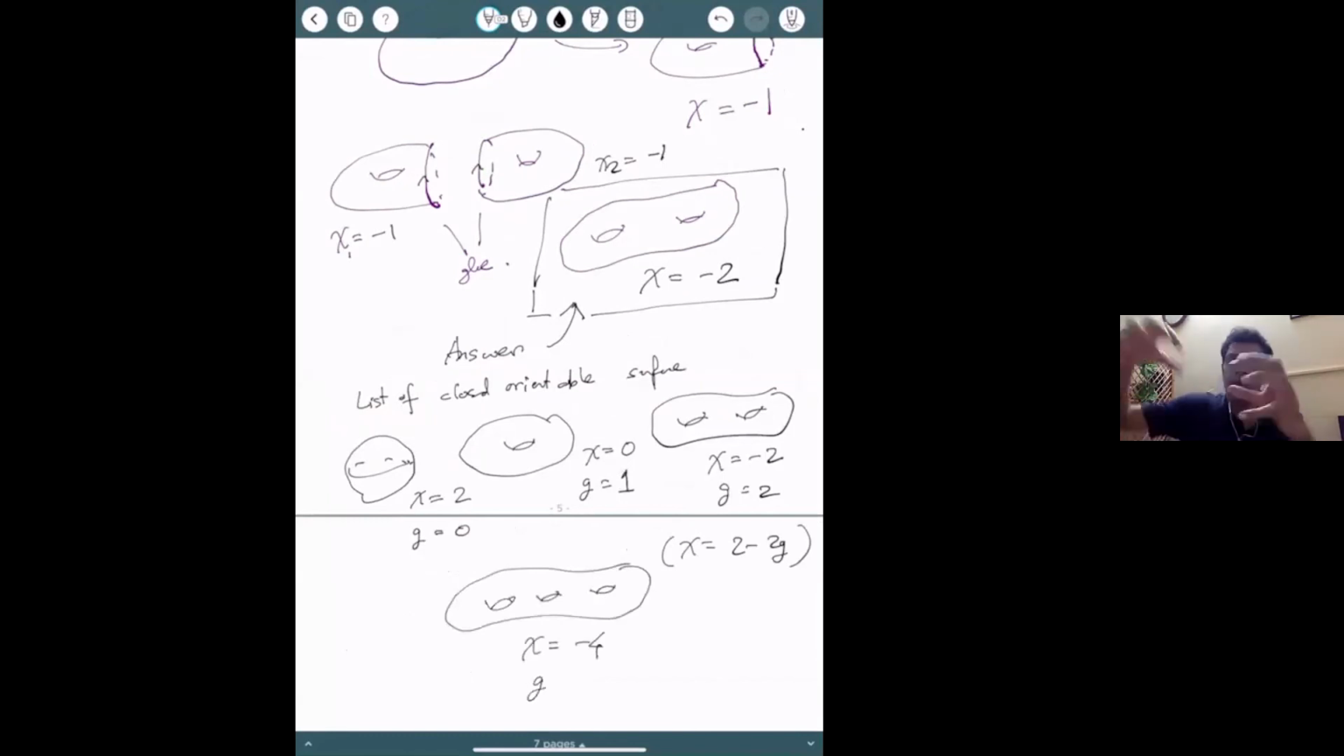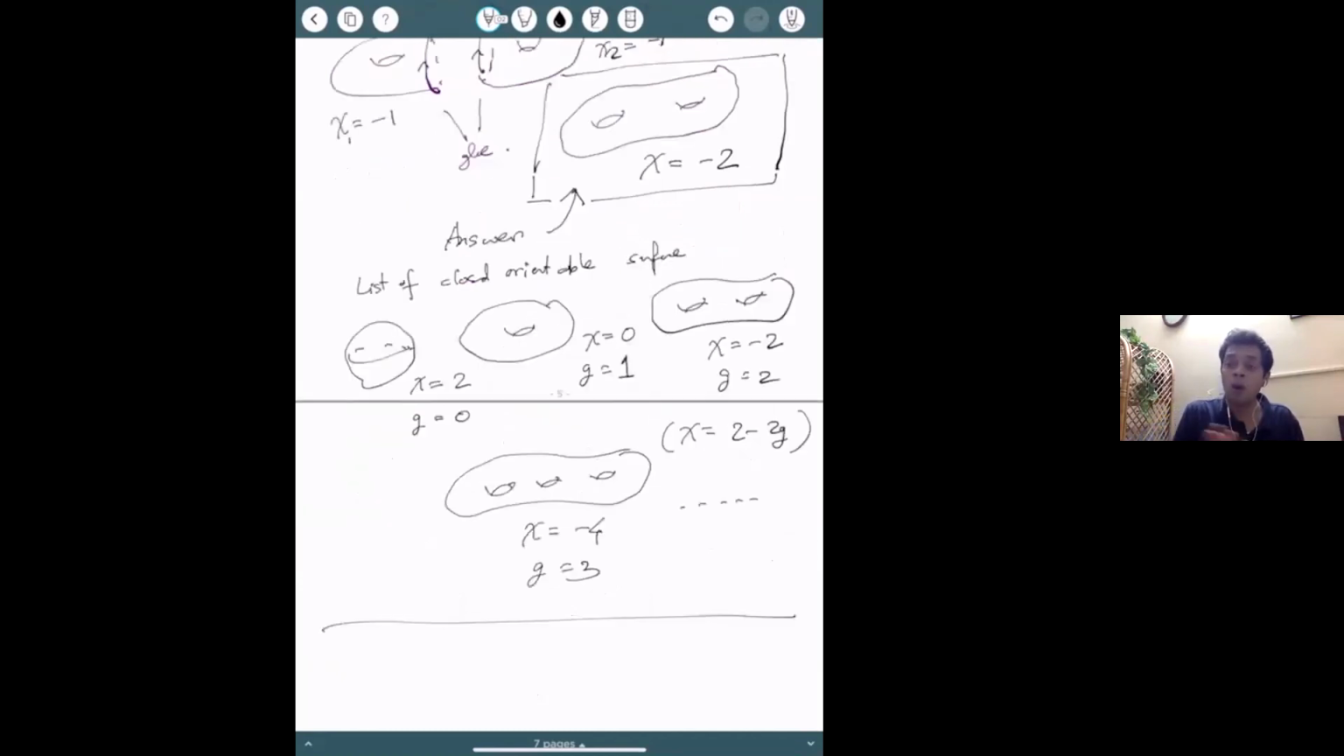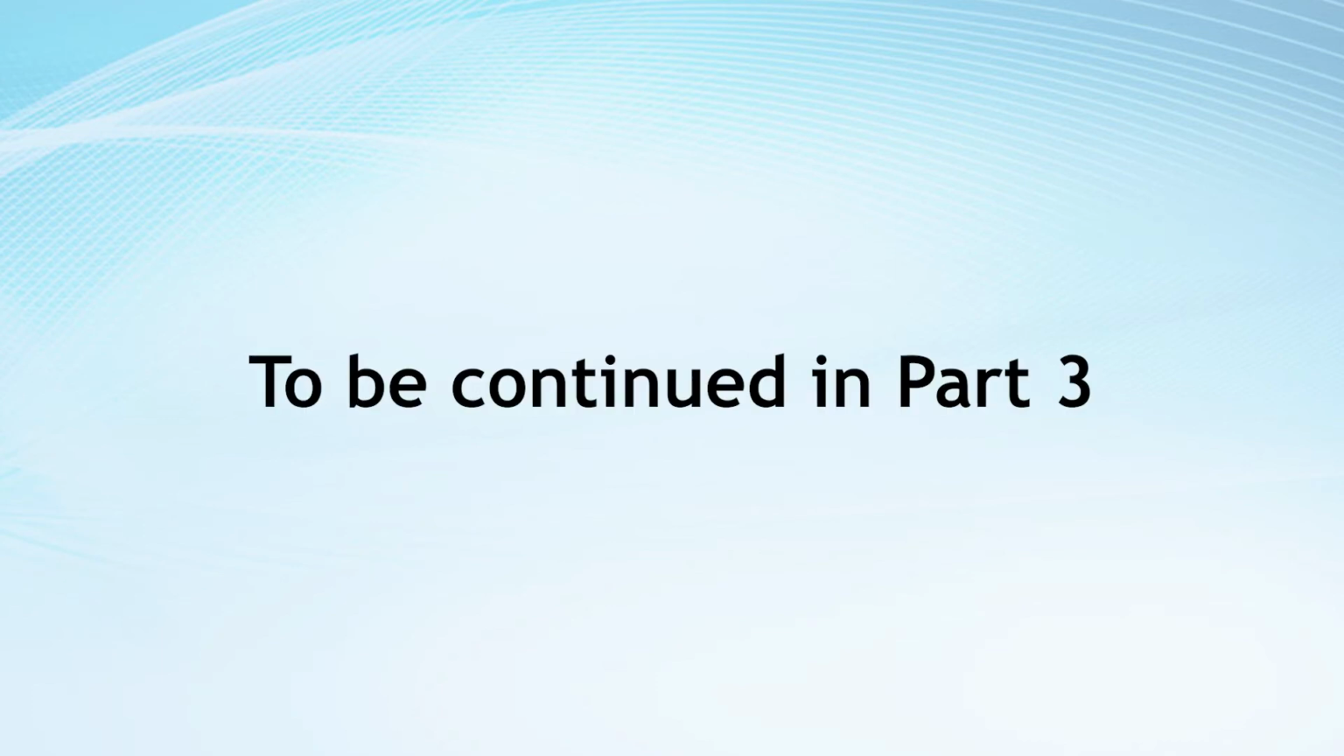Each time you add some kind of hole, and it turns out the classification of surfaces, the theorem that I mentioned earlier, is that these are all the closed and orientable surfaces. Any closed and orientable surface has to be one of these in the list. So let me just say it's called a genus 2 surface. And this is one of my favorite surfaces.